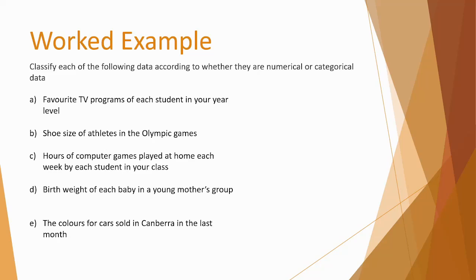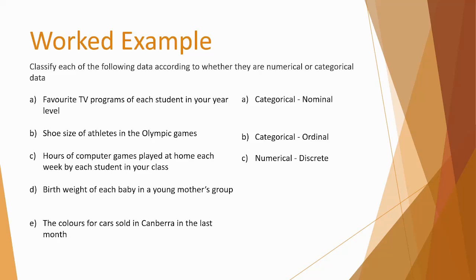Now that is categorical and it's nominal because each one will have a separate name, but there is no particular order to it. Shoe sizes of athletes in the Olympic Games is categorical again, and it's ordinal because there are only specific groups of shoe numbers and they don't go on forever. Hours of computer games played at home each week by each student in your class. Now that is nominal and discrete because we're just asking for the hours.